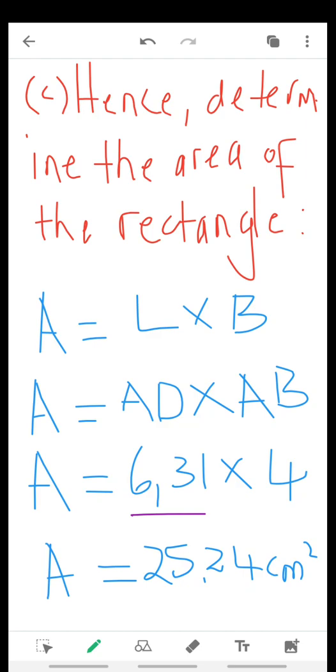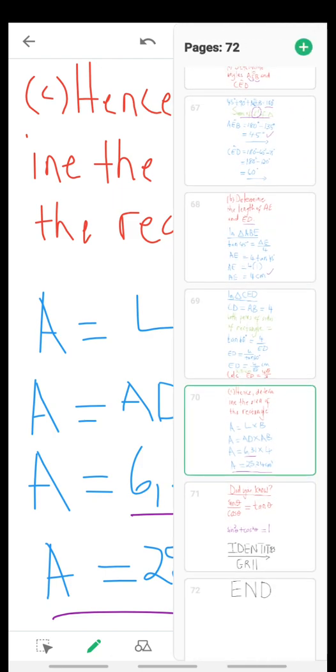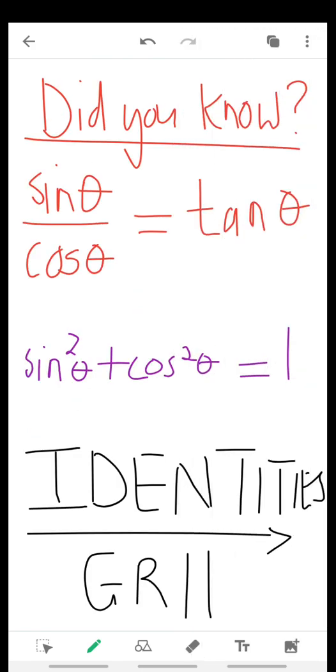So AD 6,31 multiplied by AB was 4. Therefore, our area for that rectangle ABCD is 25,24 square centimeters. Remember, AD is in centimeters, AB is in centimeters. Centimeter times centimeter gives us square centimeters. Okay, good. Now, did you know the following?